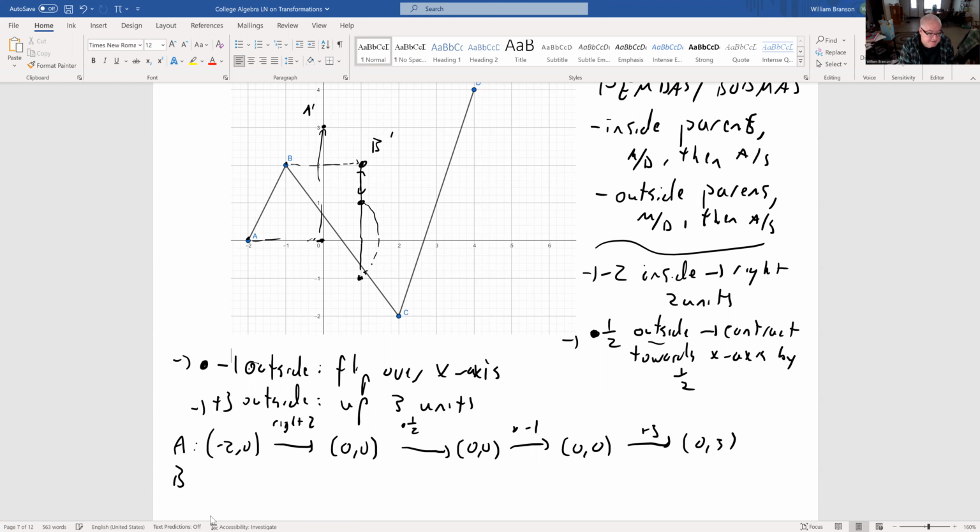And again, we can trace that through our steps. We started with B being -1, 2, right? Adding 2 to the x coordinate, times 1/2 outside cuts the y coordinate. Oops, it's supposed to be 1.